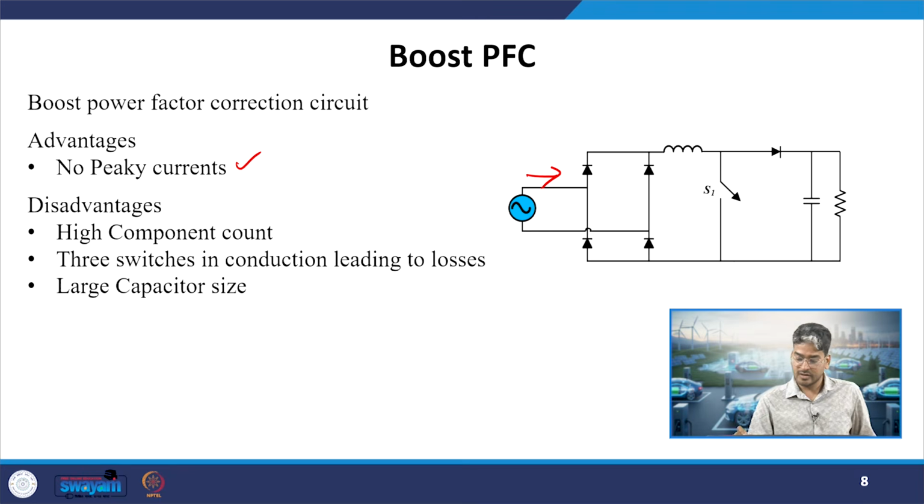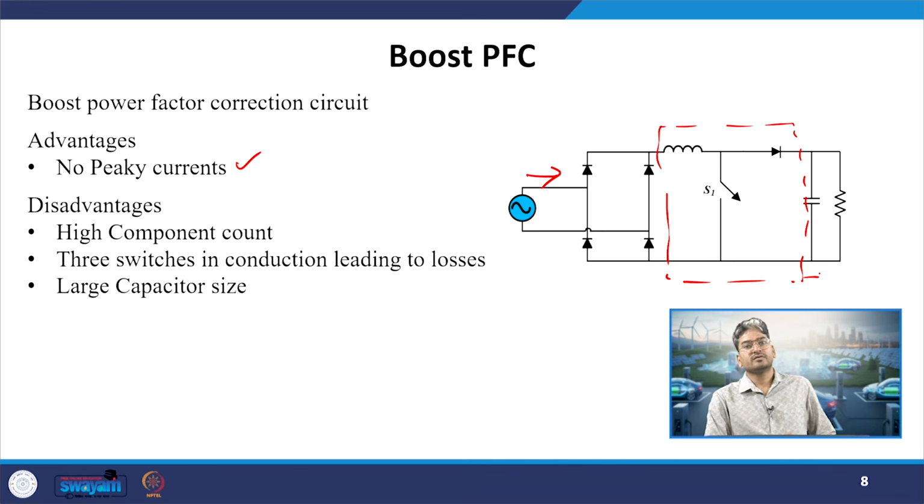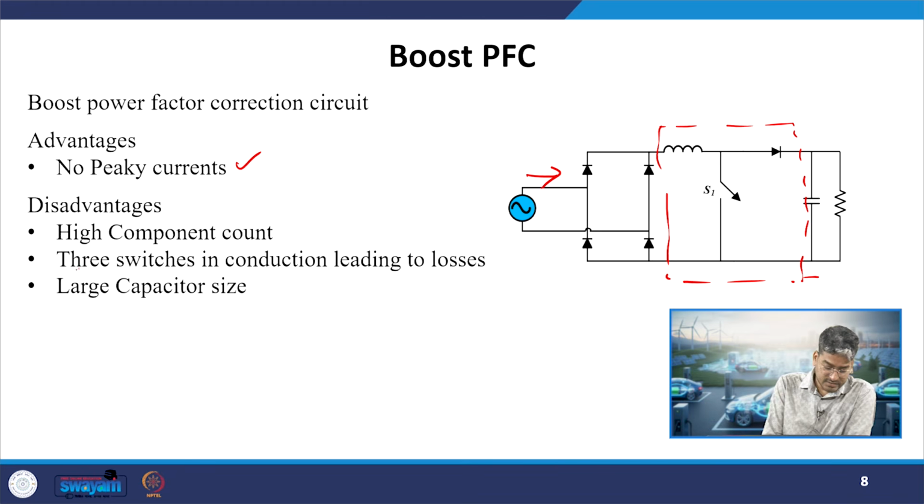Demerits: higher component count because we have introduced one DC to DC converter in addition to the components which were present in our previous solution, that was only the diode bridge rectifier. So, the component count is higher, so the footprint will be higher or the cost will be higher compared to the previous solutions. In this case, 3 devices are in conduction leading to loss.